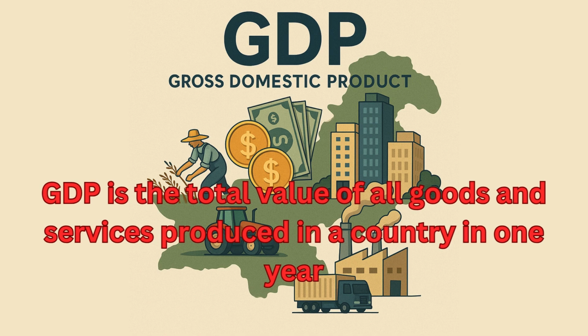GDP is the total value of all goods and services produced in a country in one year. It's the most common measure of economic performance. If GDP is rising, the economy is growing. If GDP is falling, the economy is shrinking. Students, for example, Pakistan's GDP is around $376 billion in 2023, while India's is over $3 trillion. This shows the size difference between economies.